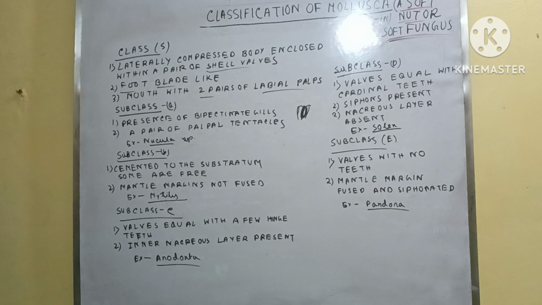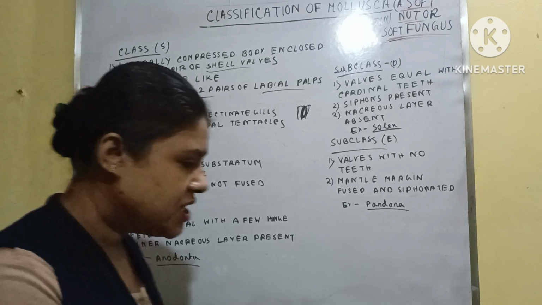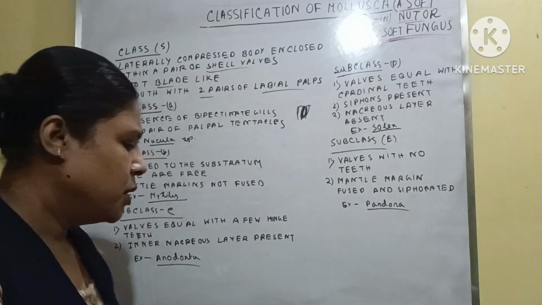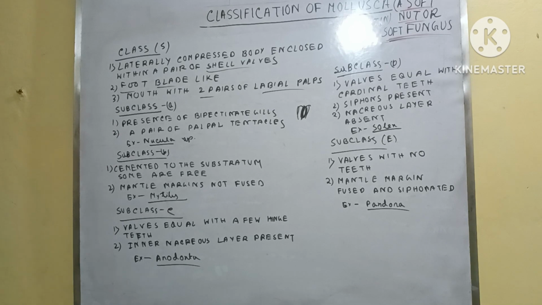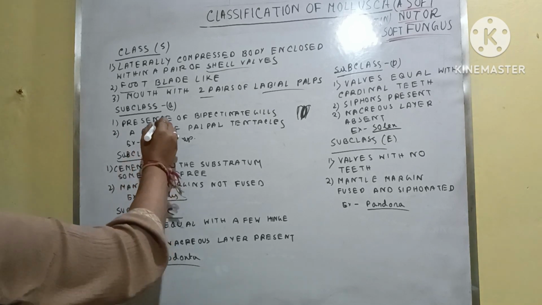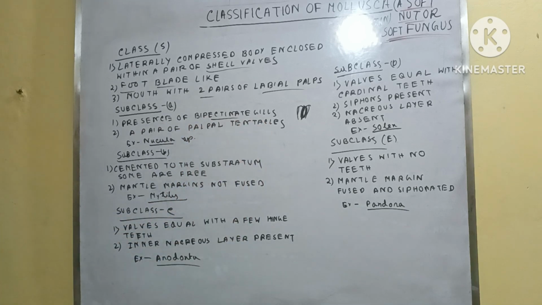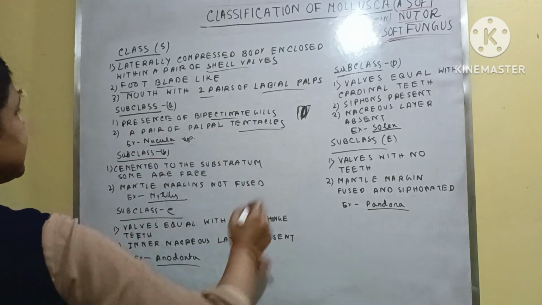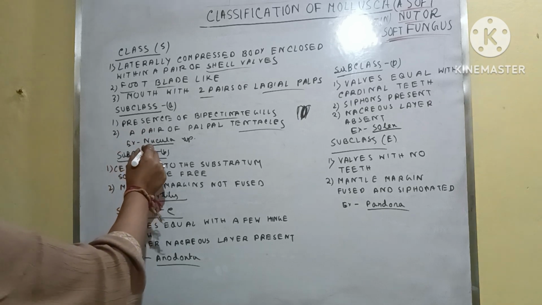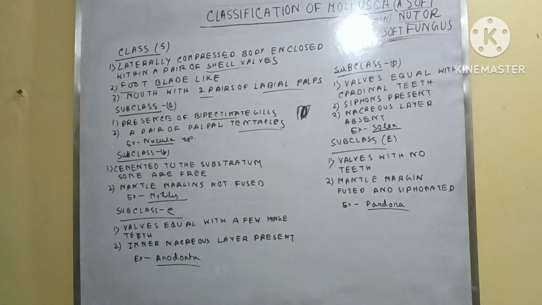Next, the subclasses under this bivalvia. The first one is protobranchia. What are the features? Presence of bipectinate gills and a pair of palpal tentacles. Example, Nucula species. Next subclass, that is the pteriomorphia.